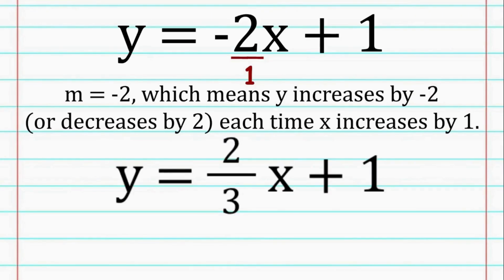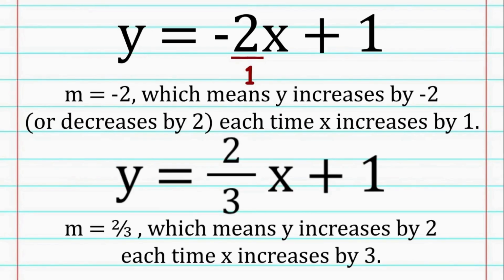Here's another example. y equals 2/3 x plus 1. Let's use rise over run. m is 2/3. That means y increases by 2 each time x increases by 3.